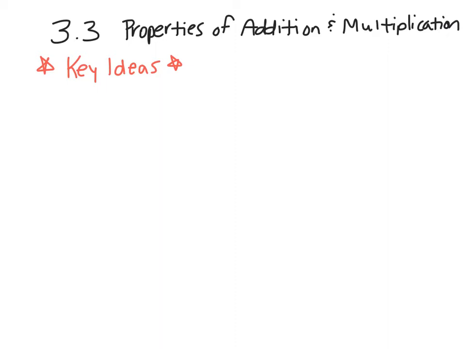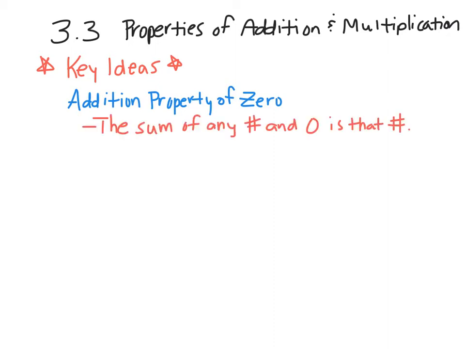All right, so our first key idea is about the addition property of 0. What this property means is that the sum of any number and 0 is that number. An example would look like this. If I had 7 plus 0, it's going to equal 7. Algebraically, it could be a plus 0 equals a.